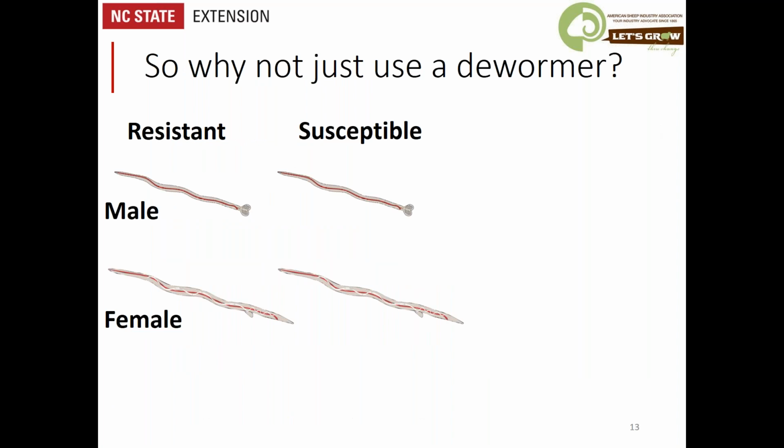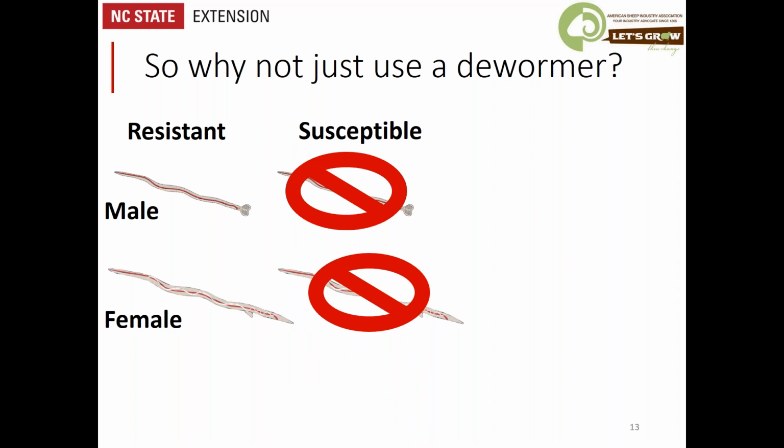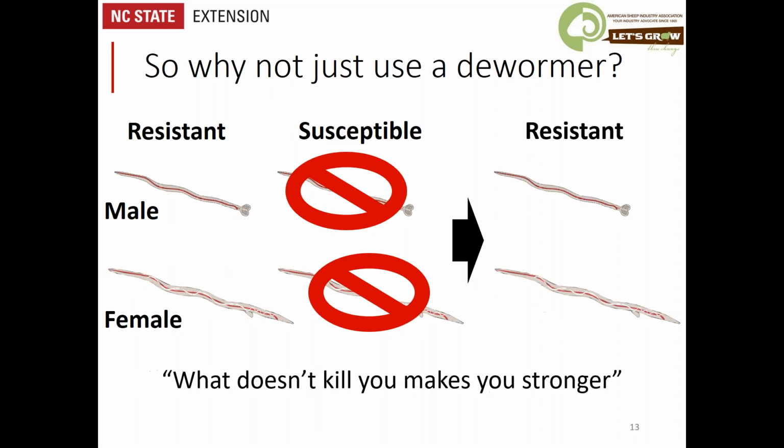So why don't we just use a dewormer? Why don't we just treat everything? I hope this illustration shows that. Within a population of worms, we have male and female worms. We also have some worms in that population that are resistant to our deworming products, and some worms that are susceptible to our deworming products. Every time we treat with a dewormer, we wipe out the susceptible population. Any worm susceptible to the dewormer gets killed. So what does that leave us with? Well, all that's left is the resistant population.